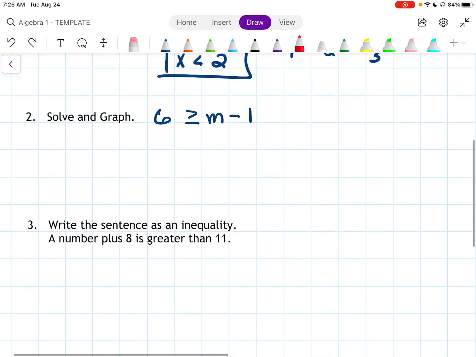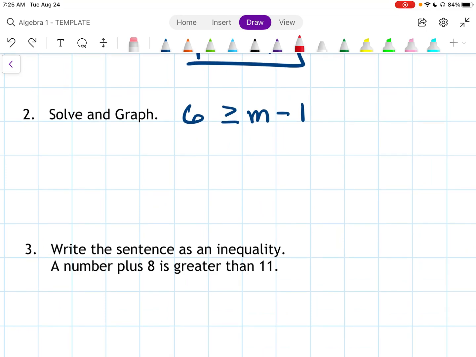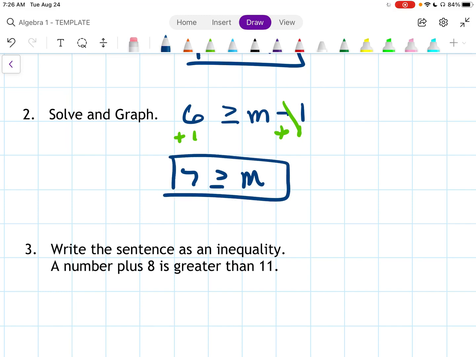Number 2, solve and graph. Here I have an m minus 1, so I'm going to add 1 to both sides. The negative 1 and the 1 cancel, and I'm left with 7 is greater than or equal to m. Okay, there's half of my answer.